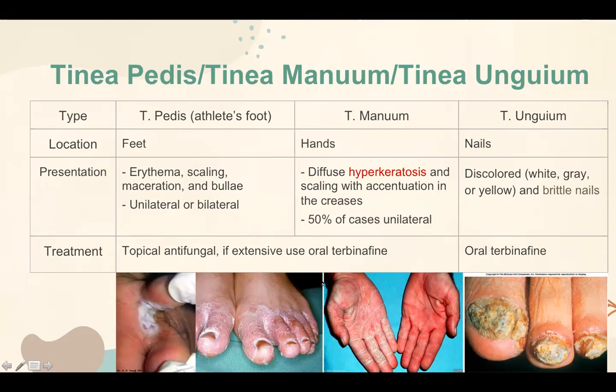As for tinea unguium, it affects the nails, presenting as discolored white, gray, or yellow brittle nails. Now, the treatment here is oral antifungals because the topical antifungal cannot really get to the nail, as you can see.